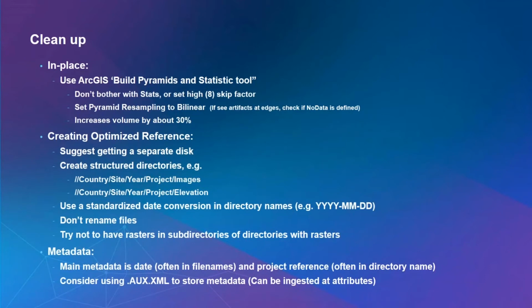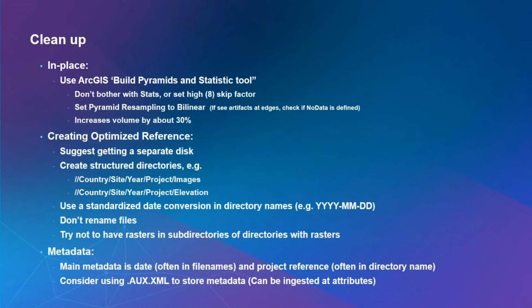The other one is to create the optimized reference data. Very often, it's better to get a separate disk and then create and maintain a data structure that actually makes sense. Typically, country, site, year, project, images; country, site, year, project, elevation data. Create a sensible directory structure. Use a standardized naming convention. The date is always the challenge, especially in America, where you put the month first and then the day, and then you never know whether 6/4/2005 was April or June. So it's better to try and standardize the naming convention. Typically, I use year, month, day. It's clear what it is.